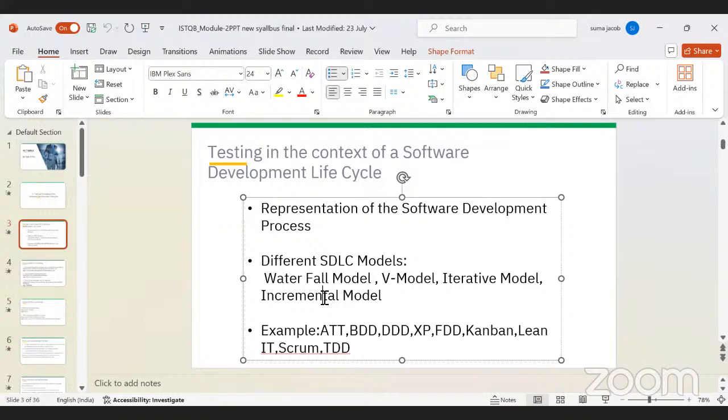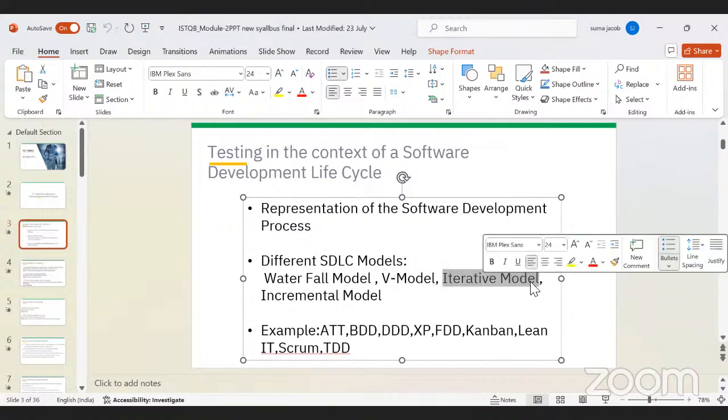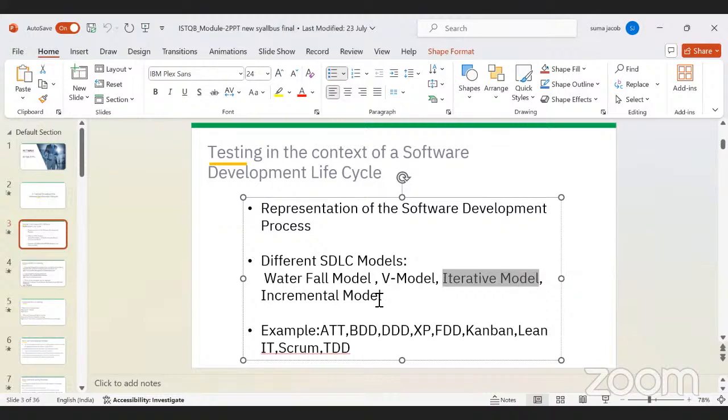So these are the four different types of STLC model. You should be clear about the concept. If someone asks where testing happens in the waterfall model, you can clearly say that the testing happens only towards the end. Whereas in V model, testing happens for every development phase. In iterative model, each iteration will have a testing phase. Similarly for the incremental model. So you should be able to identify the testing perspective of each and every STLC model.